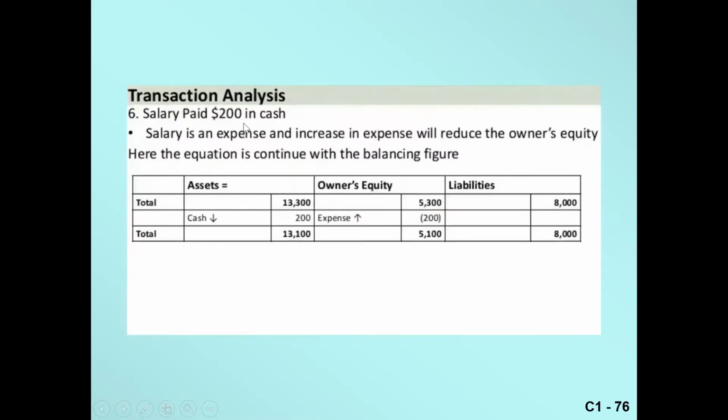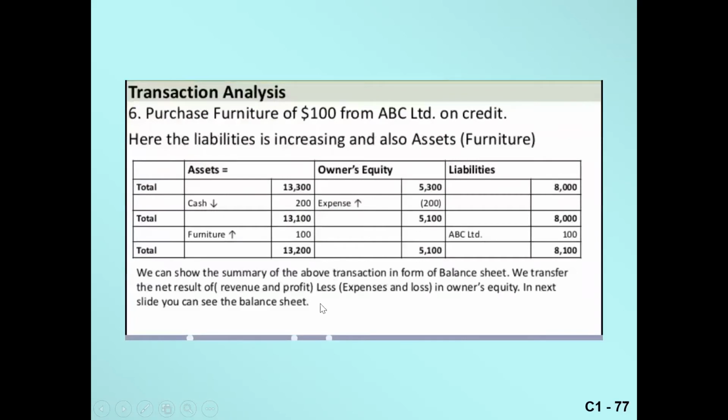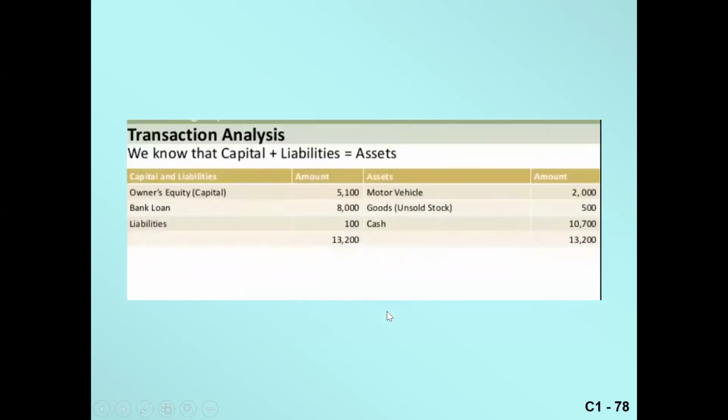Okay, and then when we pay salary, cash will be deducted, expenses will be increased and will be recorded in owner's equity to deduct owner's equity. Expenses will deduct owner's equity. So this is the next one, purchase furniture for 100 on credit. So we are going to see in here, furniture will be increased by 100 and also liabilities will increase by 100. Okay, and so this is the result of the accounting equation based on the records conducted in the transactions.